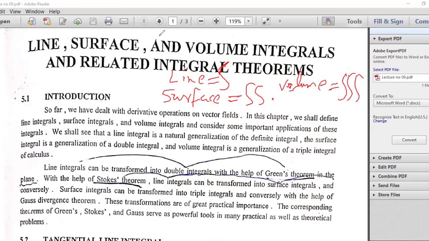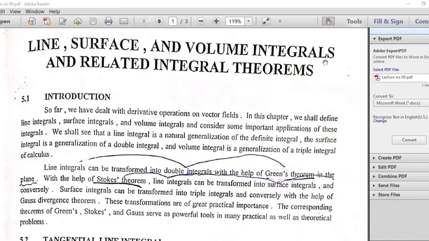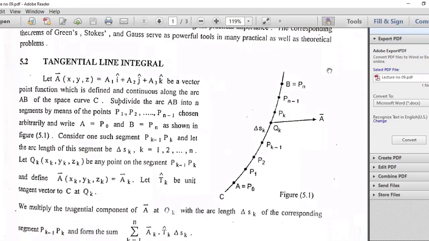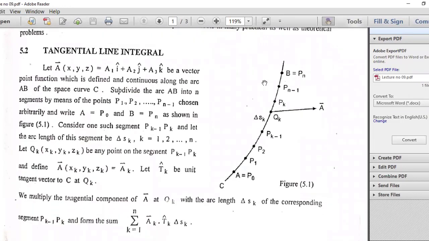Okay. Now we are going to start with the first thing, which is the line integral. First of all, the first topic is the tangential line integral. Students, tangential line integral. Let A(x, y, z) = A1 i + A2 j + A3 k be a vector point function.